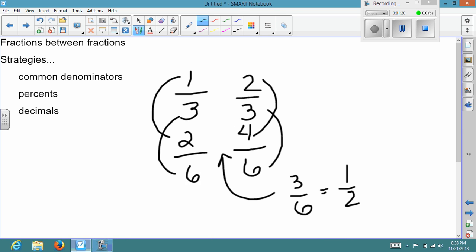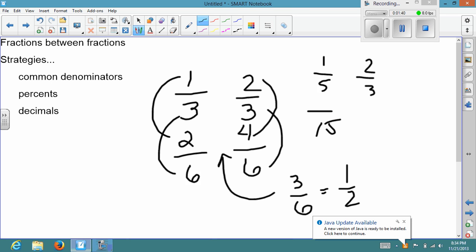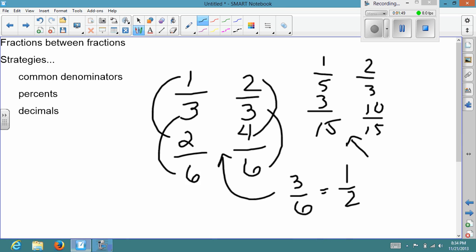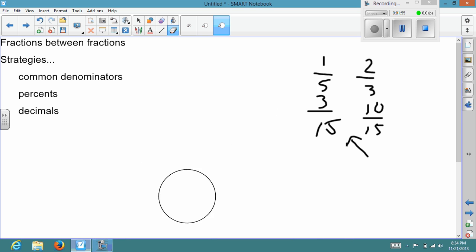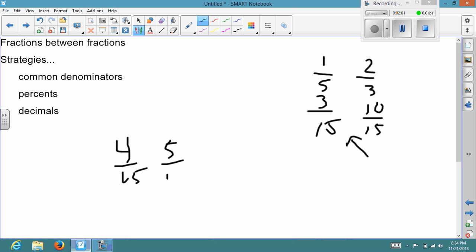Another way to think about it is if you had 1/5 and 2/3. A common denominator here would be 15. Times 3 to get from 5 up to 15, so 1 times 3 is 3, and multiply by 5 to get 15, and 2 times 5 is 10. So here I have many fractions that lie in between 3/15 and 10/15. I can just list them all: 4/15, 5/15, 6/15, 7/15, 8/15, and 9/15.